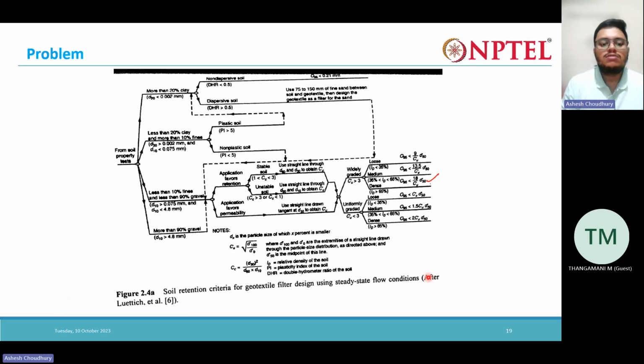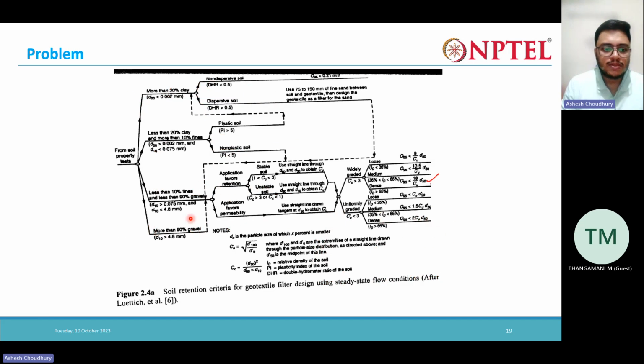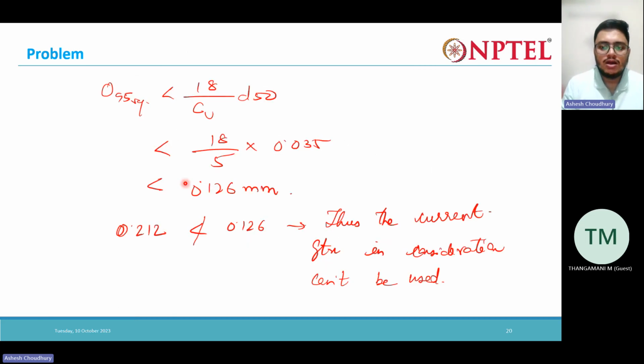Okay, so now for the retention criteria, there are many criteria available. So what criteria to choose? This is one table, from the literature, one chart we can refer to.